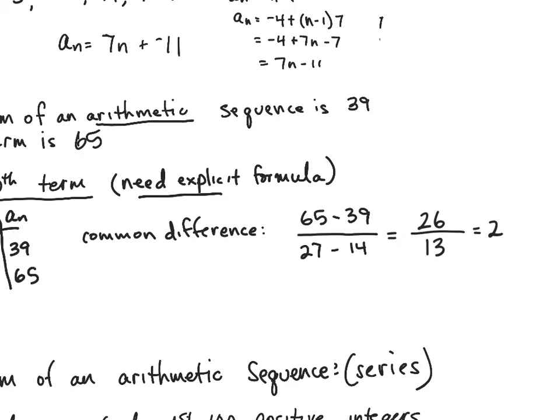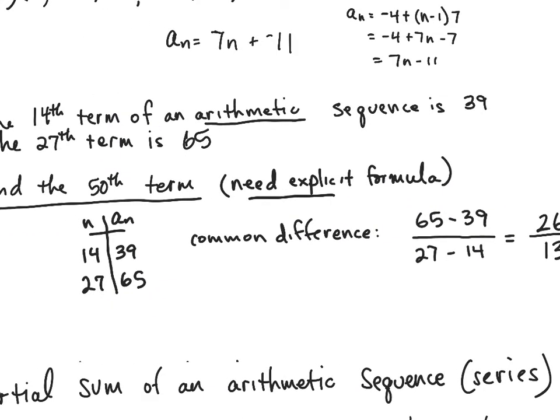So the common difference is 2, meaning we're adding 2 to each term. If we had the 14th term as 39, and I know there was a bunch of terms before it, but the 14th term is 39, then the next one would be 41, then 43. So this is the 14th term, this is the 15th term, this is the 16th term. If we kept doing this all the way up to the 27th term, we know we'd get 65.